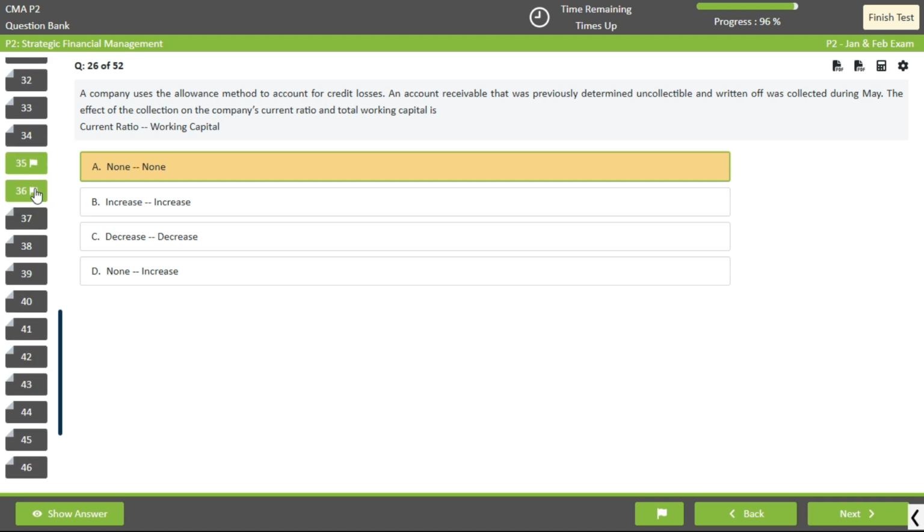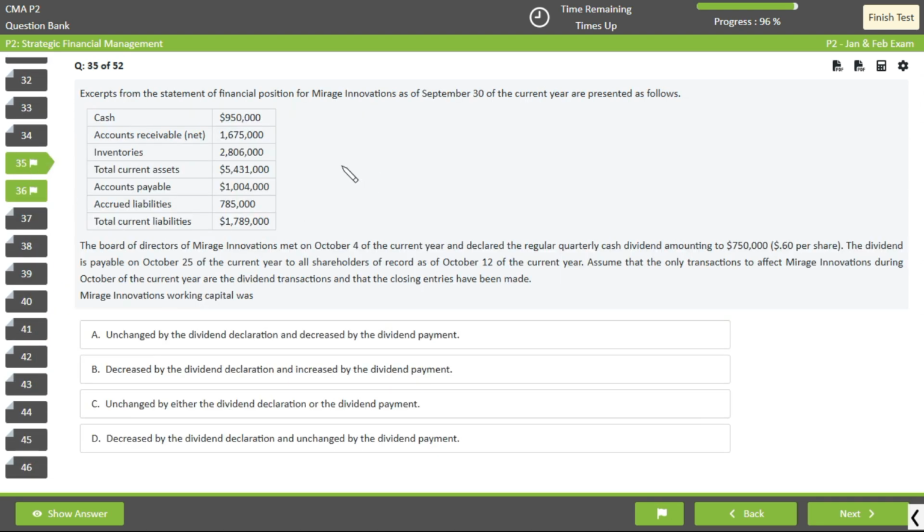Next we have question 35. The financial statement position of Mileage Innovations as of September 30th of the current year is presented as follows. We have cash, accounts receivable, inventories, total current assets, accounts payable, accrued liabilities, and total current liabilities.